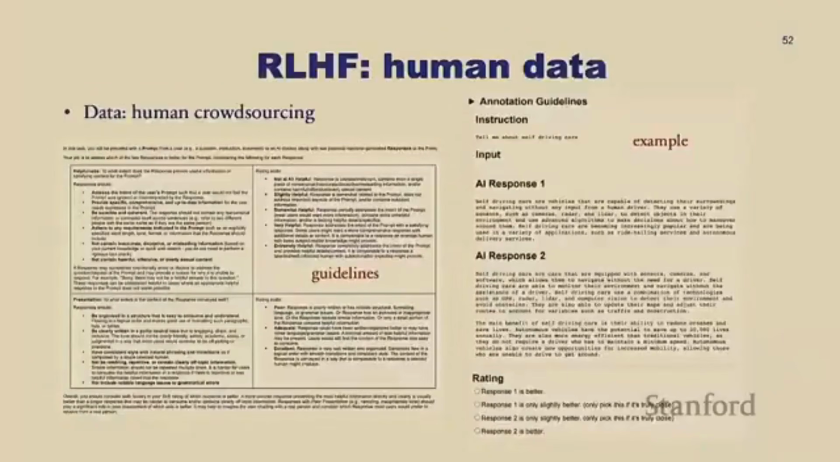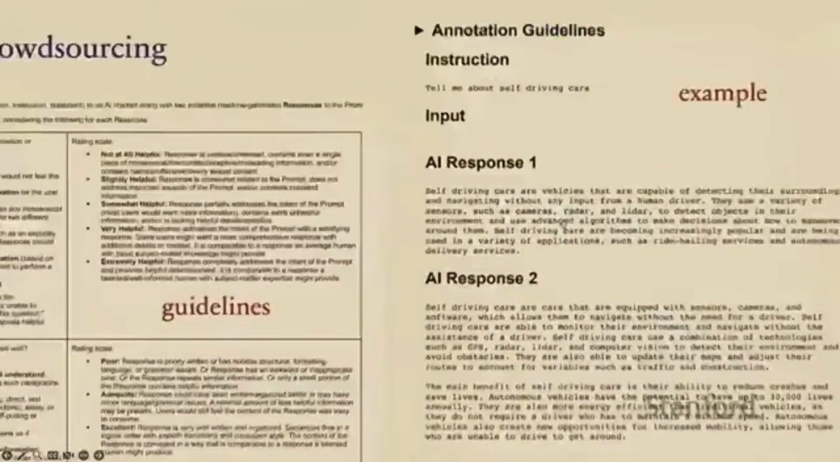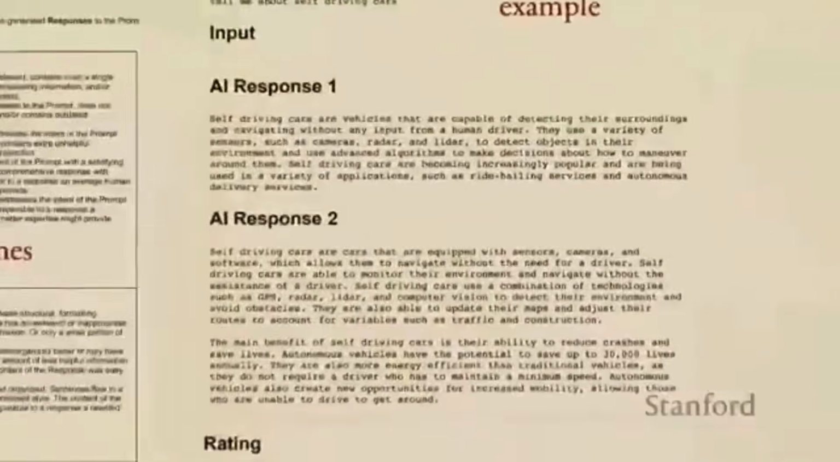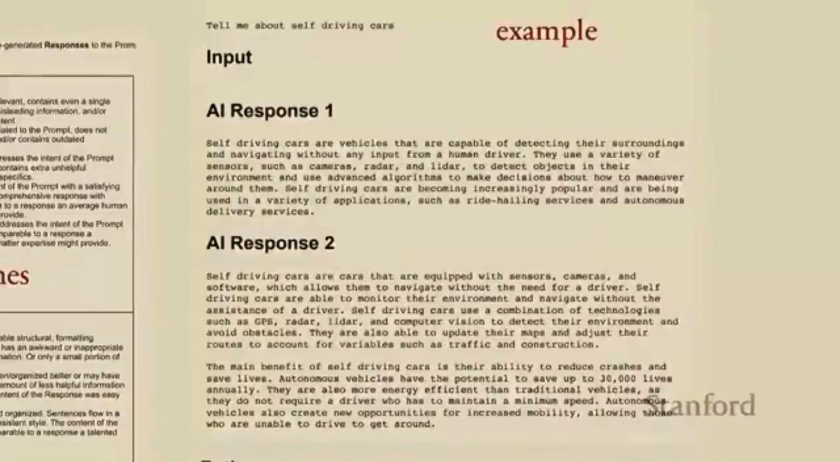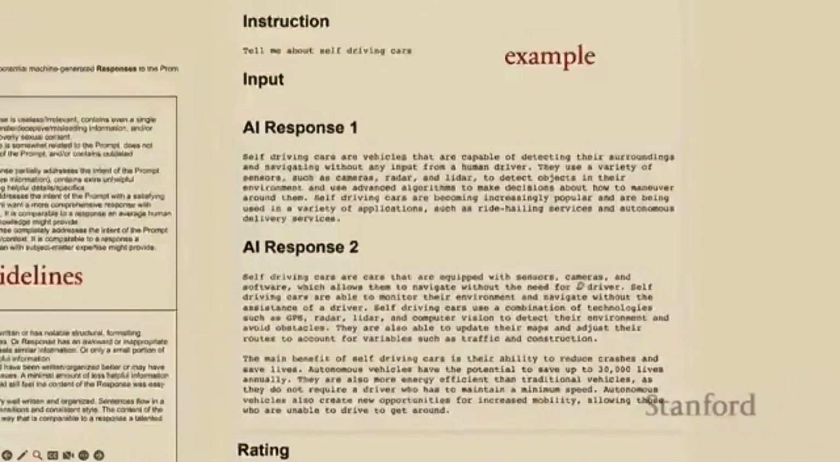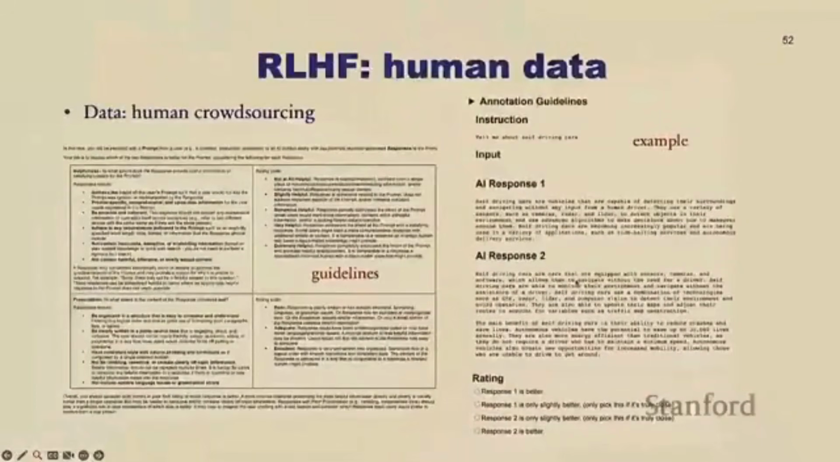Data: the way that you collect that type of data. The first idea is just to use humans, as we already talked about. Guidelines are very complicated for what humans should be labeling, and it's really not that easy. If you ever do some of the labeling, you will see that it's extremely complicated. If I zoom into this, here I have a question: tell me about self-driving cars. And you read both. Self-driving cars are vehicles that are capable of detecting their surroundings, blah, blah, blah. Self-driving cars are cars that are equipped with sensors, blah, blah, blah, to navigate without the need for a driver. Both seem okay. Which one is better? It's actually hard to say at a glance.